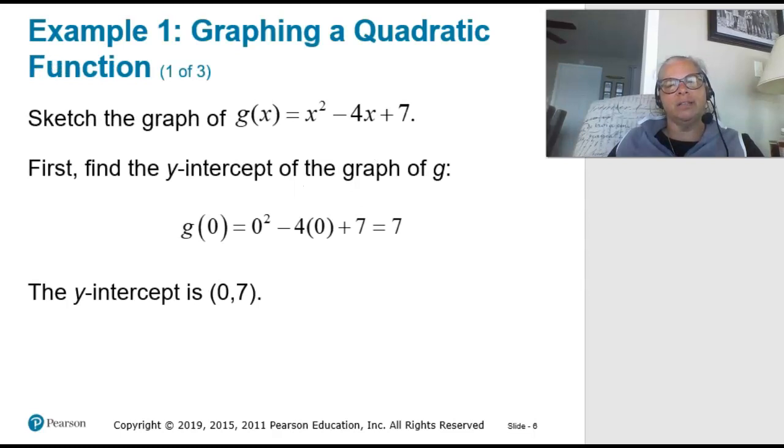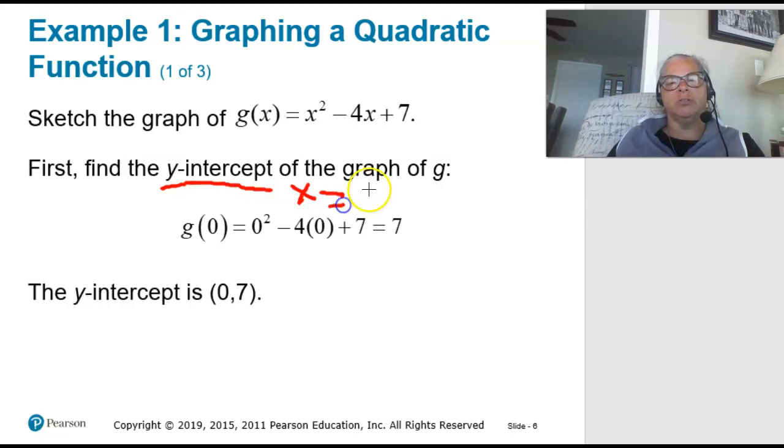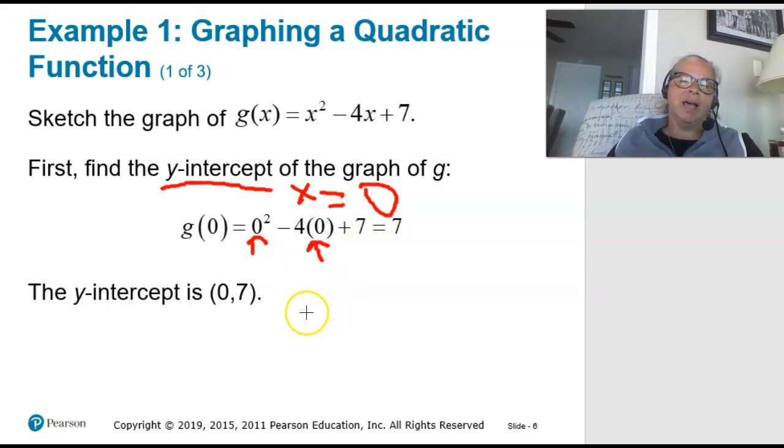So let's take a look at this. We're going to sketch the graph of x squared minus 4x plus 7. First, one thing we can find is the y-intercept. When we find the y-intercept, remember that is when x is equal to 0. So we plug in 0 here, and we find the output y is 7. So we have the point (0, 7) where this parabola is going to cross the y-axis.